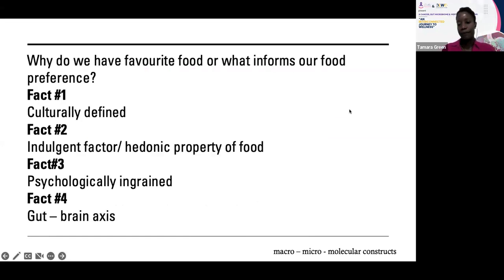Now, why do we have favorite foods? Or what informs our food preference? Fact number one is that our favorite foods are culturally defined. For example, one group favors richly spicy foods, and another group cannot imagine a meal being tasty if it's not well seasoned with garlic, herb, thyme. And I think I may be resonating with a lot of Caribbean folks on this call. As a matter of fact, Kentucky Fried Chicken in Jamaica is like none other in the world.